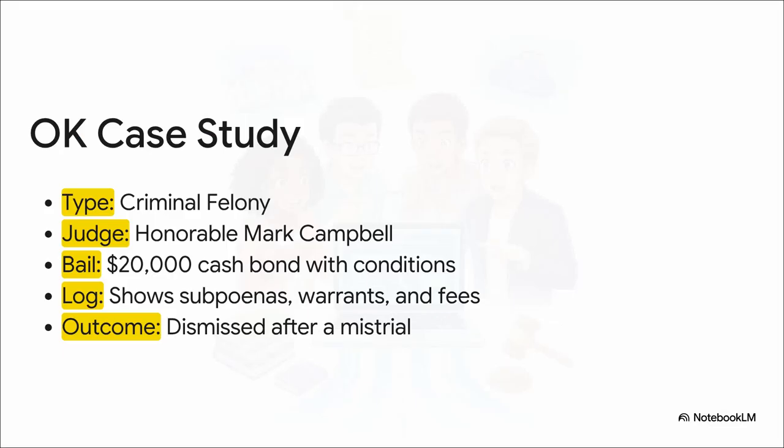That's it. To show you just how powerful this is, let's look at a real-world Oklahoma case from 2017, State of Oklahoma versus Shelley Jo Duncan. The chronological log you get is amazing. We can immediately see it was a criminal felony proceeding before Judge Mark Campbell. We can see her bail was set at a $20,000 cash bond, and the log literally tracks every single subpoena, every warrant, even a $50 district attorney fee, right down to the final outcome, which in this case was dismissed after a deadlocked jury mistrial. And again, this whole narrative is just sitting there online for free.